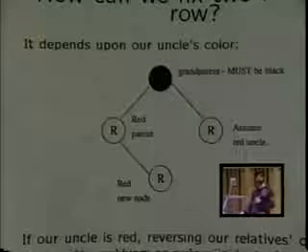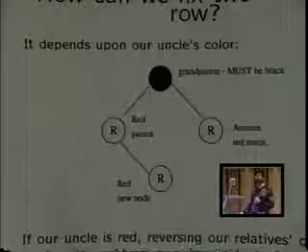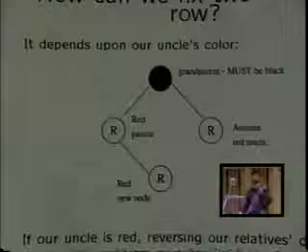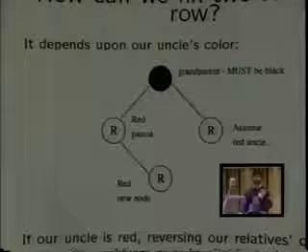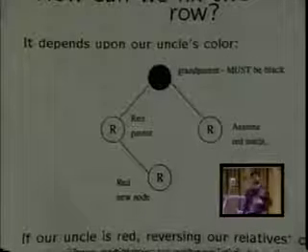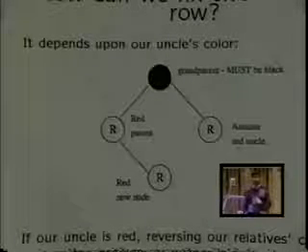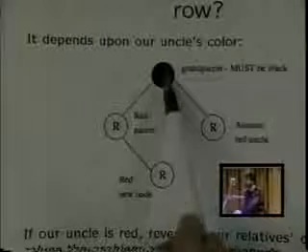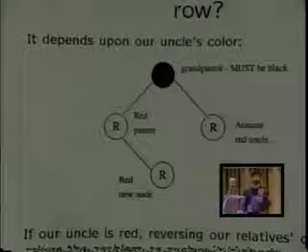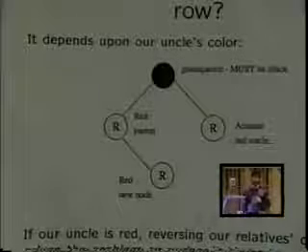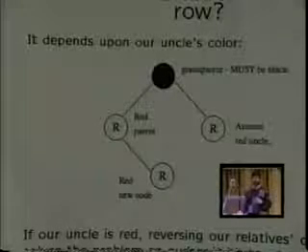Question. I'm just curious. When there is no uncle, it has to be a nil. Exactly right. Why did we define all these nil pointers? We went through this rigmarole of saying nil pointers were black. Why did we do that? Well, one of the reasons was to guarantee that we're going to have an uncle. Because if we have a grandparent, that grandparent's going to have two children, even if one of those children is only a nil. So that's why we defined it that way. It makes it a little slicker.